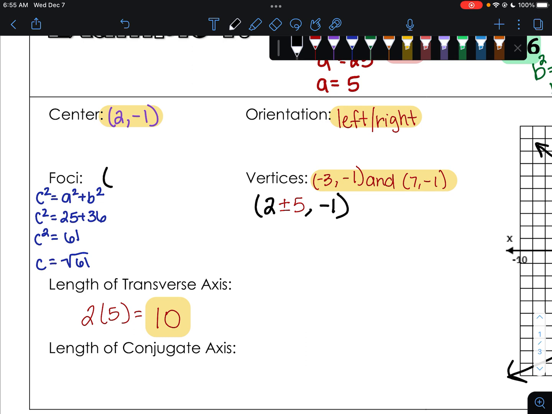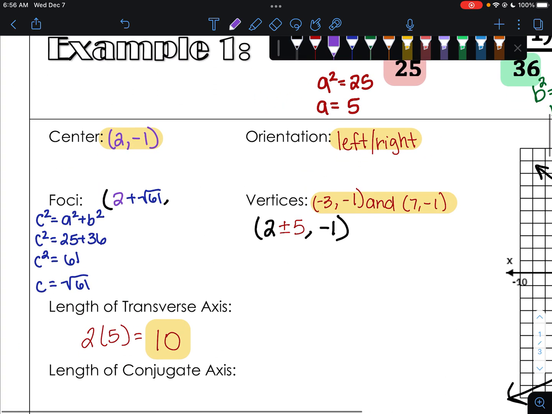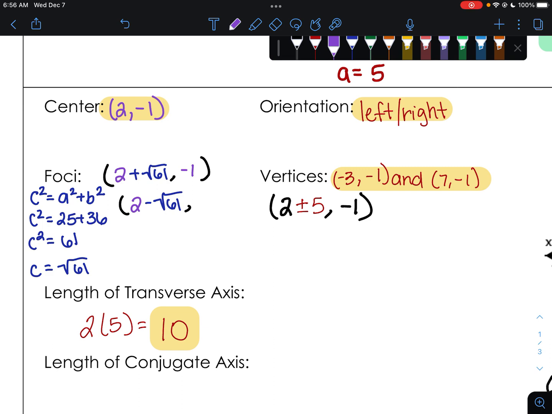So for our foci, we're going to take our center and add the square root of 61 to the x value because it is a horizontal hyperbola. And then we're going to take our center and subtract it from the x value of our center because it is a horizontal hyperbola. And so our foci are 2 plus the square root of 61, comma, -1, and 2 minus the square root of 61, comma, -1.